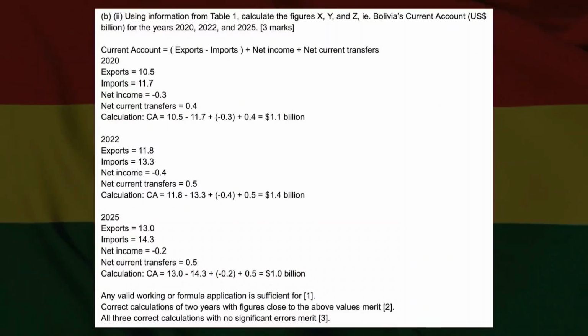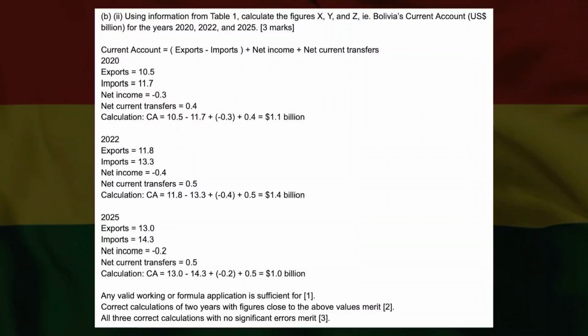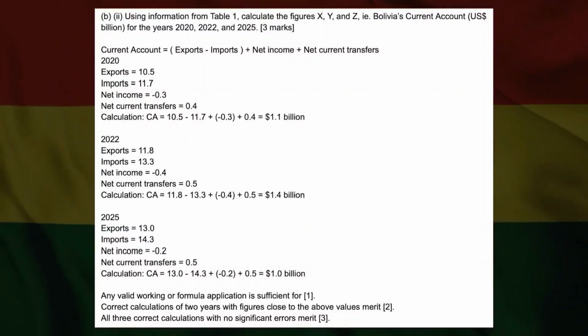Current account equals exports minus imports plus net income plus net current transfers. 2020: exports equals 10.5, imports equals 11.7, net income equals negative 0.3, net current transfers equals 0.4. Calculation: CA equals 10.5 minus 11.7 plus negative 0.3 plus 0.4 equals $1.1 billion. 2022: exports equals 11.8, imports equals 13.3, net income equals negative 0.4, net current transfers equals 0.5. Calculation: CA equals 11.8 minus 13.3 plus negative 0.4 plus 0.5 equals $1.4 billion.